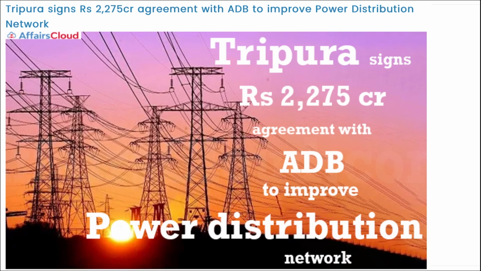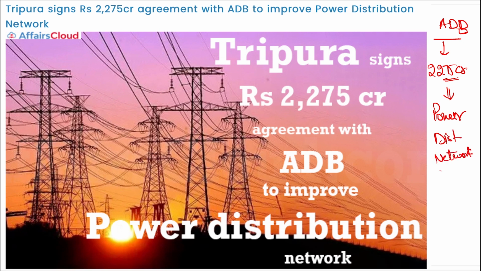Next, recently, which state has signed an agreement with Asian Development Bank? This agreement is for 2,275 crore rupees. This amount of money will be used in that particular state for the improvement of power distribution network. Alright, which is that state? It will be your Tripura. So recently, Asian Development Bank approved or recently signed an agreement with Tripura state government in order to provide 2,275 crore rupees. These 2,275 crore rupees will be utilized for the power distribution network in Tripura state.